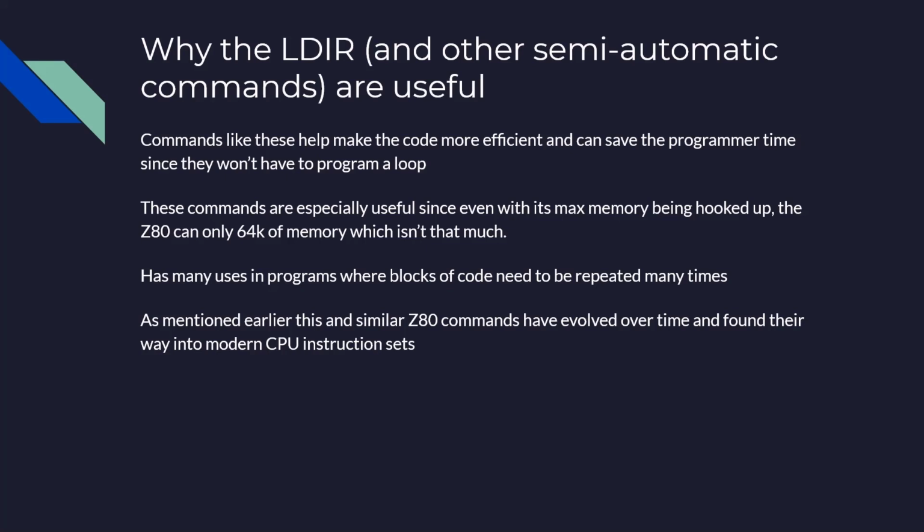So if you really want to squeeze as much functionality as you can in there, you've got to do little shortcuts like this. This especially has many uses in programs where you need to move blocks of code around many times. Let's say you're making a video game and you want to move the sprite across the screen. Well, if you know where that sprite code is, you can just have it moved using the LDIR as opposed to having to write a long loop.